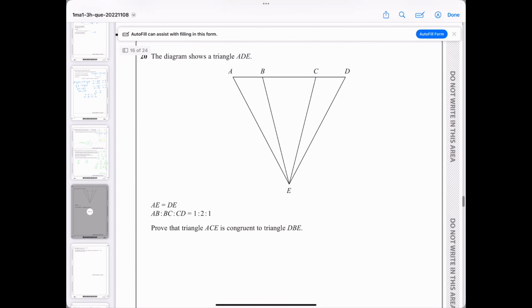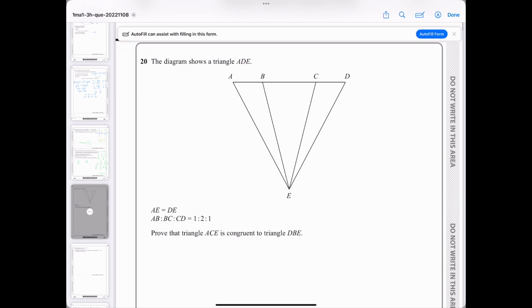Yeah, it is. Right, the diagram shows ADE, and we know that this one and this one are equal. We know that AB and CD are equal, and then we know that this is 2 times that and that. Prove that ACE is congruent to DBE.